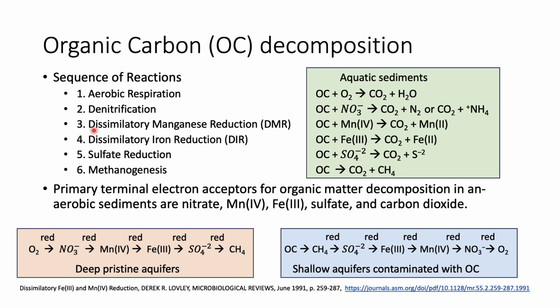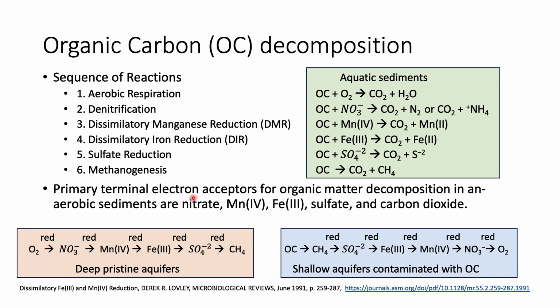The third one is the dissimilatory manganese reduction reaction. Here Mn(IV) species is getting converted to Mn(II) species. Next one is the dissimilatory iron reduction reaction. Here Fe3+ is getting reduced to Fe2+. Then the sulfate reduction reaction. Here sulfate ion is getting converted to sulfide ion. And the last one is the methanogenesis reaction, which produces methane and carbon dioxide. So these are all the various reactions and we will be looking at each individual reaction separately.